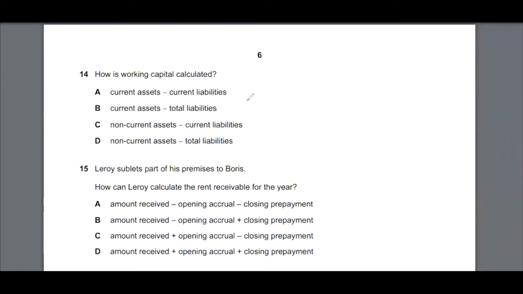Multiple choice 14 is a very easy question. It's actually option A. What is the working capital? It's the difference between current assets minus current liabilities. So that's current assets minus current liabilities. The answer to multiple choice 14 is option A.